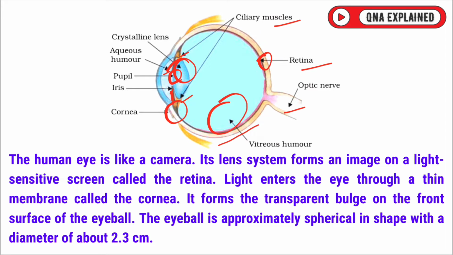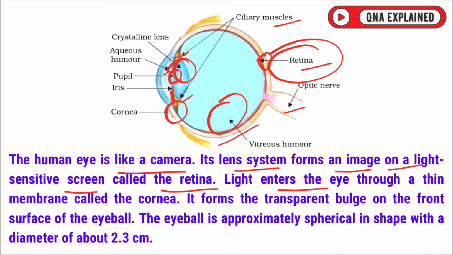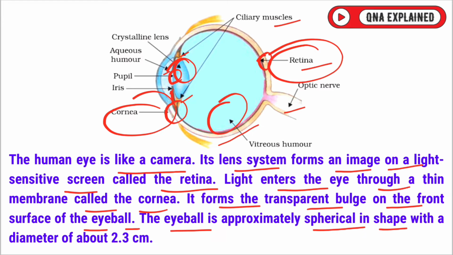The human eye is like a camera. Its lens system forms an image on a light-sensitive screen called the retina. Light enters the eye through a thin membrane called the cornea. It forms the transparent bulge on the front surface of the eyeball. The eyeball is approximately spherical in shape with a diameter of about 2.3 cm.